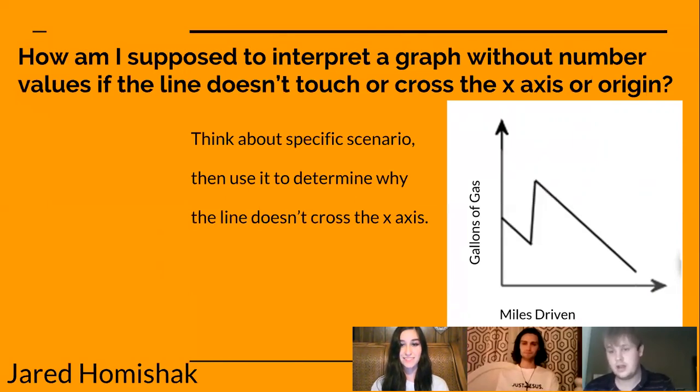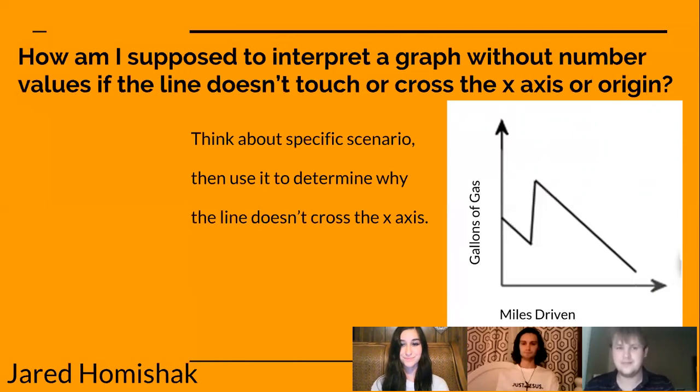So once again, it has to do with thinking about the scenario and wondering to yourself, okay, why would this happen, and why does it, in this case, not touch the x-axis? And then make the correlation. Once you have the labels pointed out in your mind, it'll make sense.